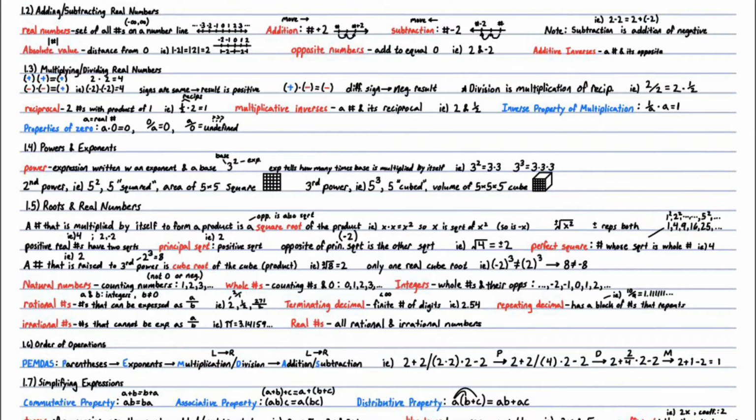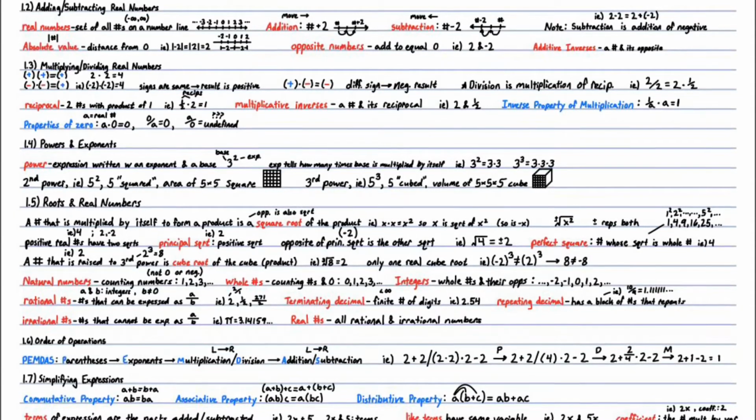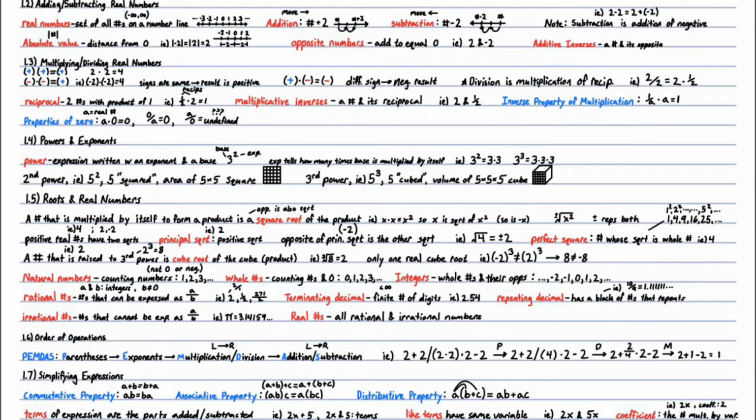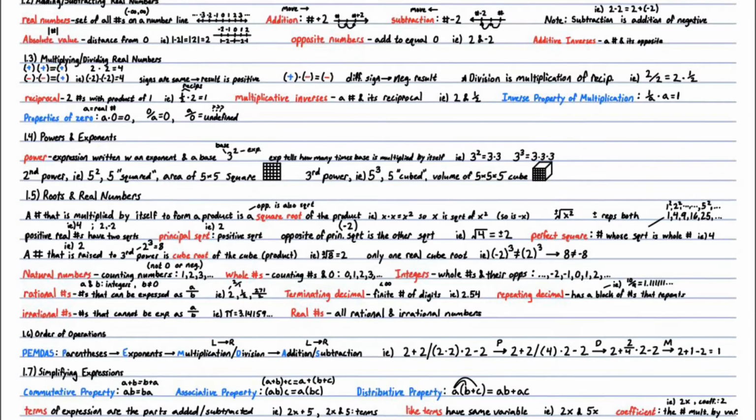Positive real numbers have 2 square roots. The positive square root is called the principal square root and the opposite of the principal square root is the other square root. A perfect square is a number whose square root is a whole number. Some perfect squares are 1, 4, 9, 16, 25, and 36, which are 1 squared, 2 squared, 3 squared, etc.